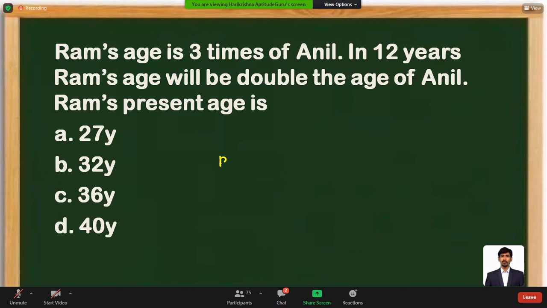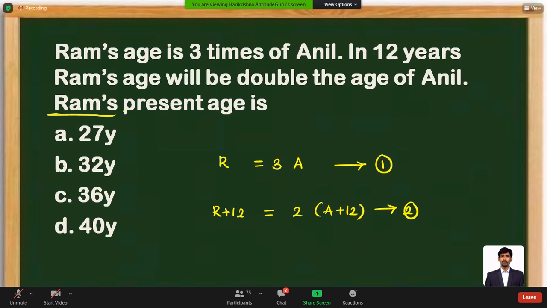So first equation, Ram's age is 3 times of Anil's age, 3A. This is equation number 1. And the second equation, in 12 years, R will become R plus 12, and he will be double the age of Anil, so 2 times A plus 12. This is equation number 2. What is required? Ram's age is required. What is Ram's age? R. They are expecting us to find the R value.